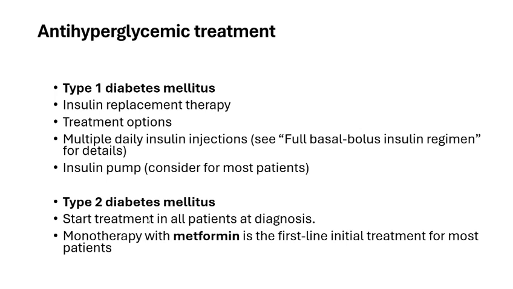Coming to type 2 diabetes, most people suffer from type 2 diabetes. Out of 10 people, 9 are suffering with type 2 diabetes. How to start the treatment for type 2? Start the treatment in all patients at the diagnosis level only. When they are diagnosed with type 2 diabetes, they need to start treatment immediately. Here, monotherapy with metformin is the first line of treatment for most of the patients. This is how the treatment is for type 1 diabetes and type 2 diabetes.